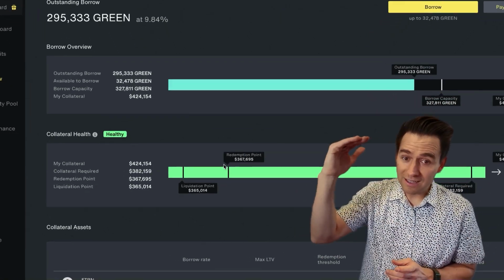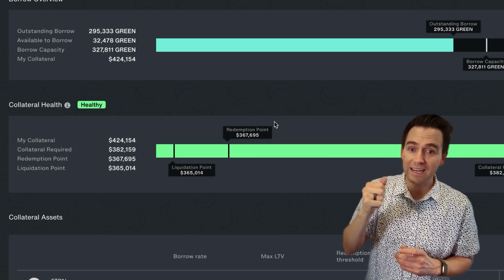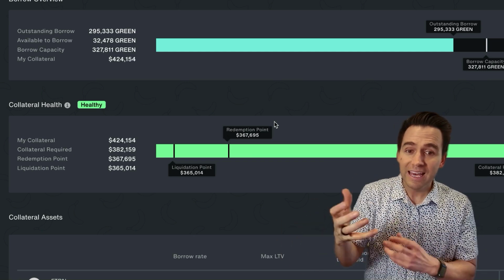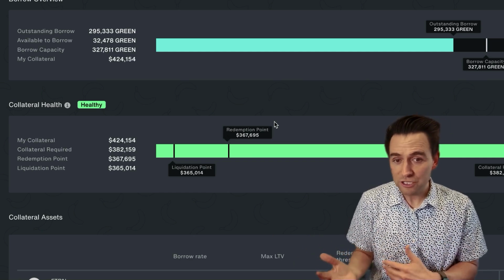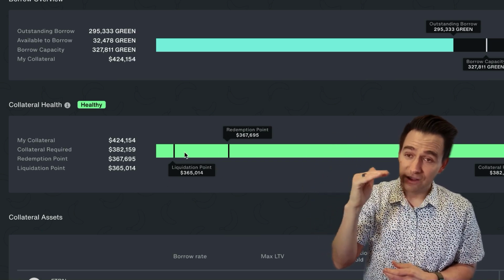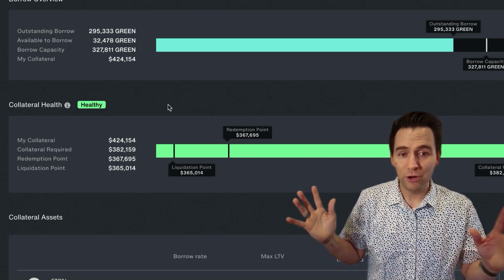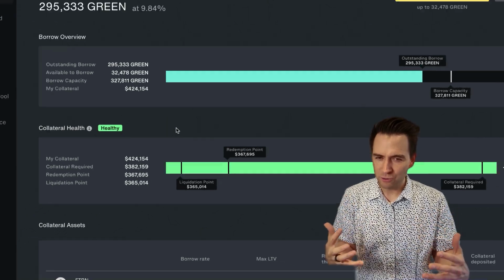If a user's collateral reaches the redemption threshold, then people who hold Green can come and essentially pay down the user's debt in exchange for some of the collateral assets. That only works if the assets are fungible and permissionless. And if the collateralization reaches the liquidation threshold, then the protocol will start selling their assets until the debt position is restored to good health.